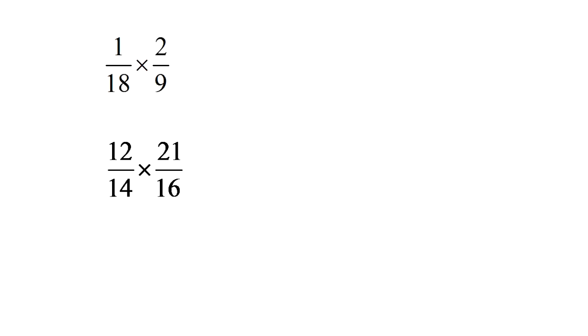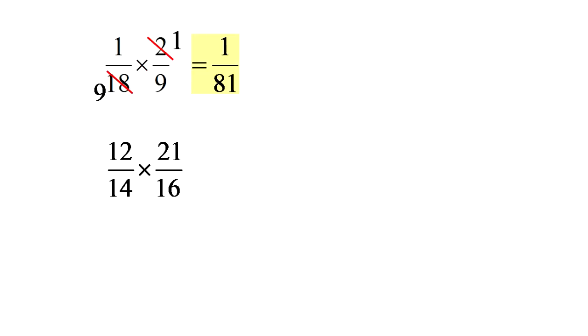For example, look at the first problem here. 1 over 18 times 2 over 9. 1 and 9 don't share any factors, but 2 and 18 do. They share a factor of 2. So 2 divided by 2 is 1. And 18 divided by 2 is 9. Multiply straight across now. 1 times 1 is 1. 9 times 9 is 81.